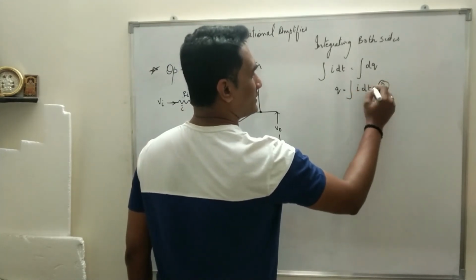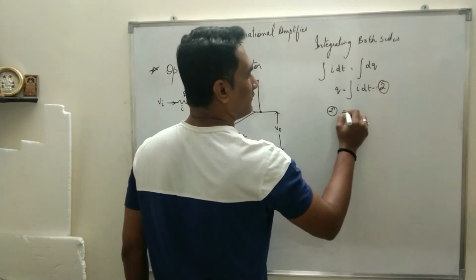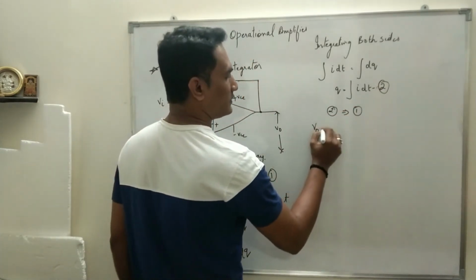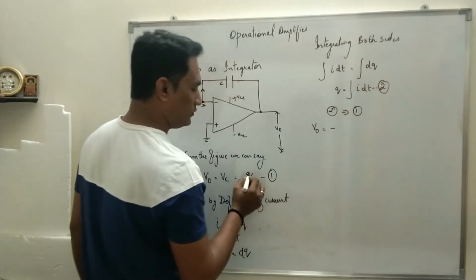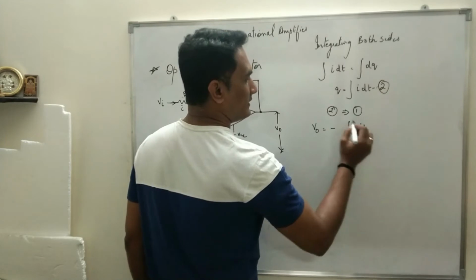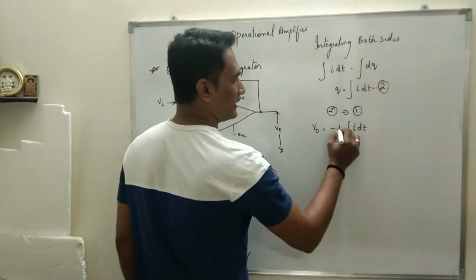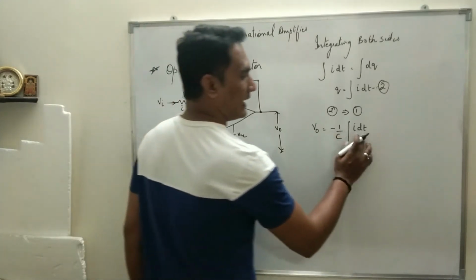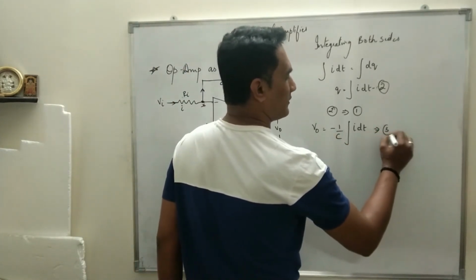Let this be equation number 2. Substituting the value of 2 in 1, what you get is V0 is equal to minus, what is Q? Q is integration of I dt, and as C is constant it will be taken out, so it will be 1 upon C integration of I dt. Let this be equation number 3.